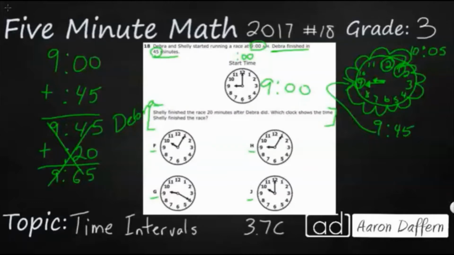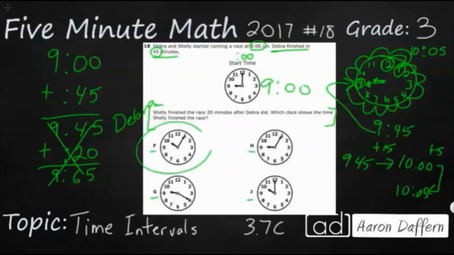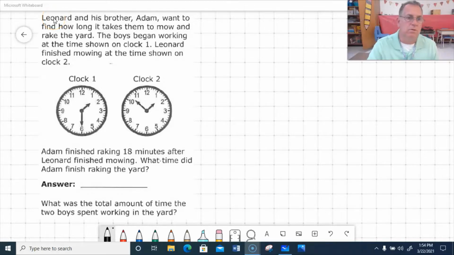So if we take 9:45 and add 15 minutes, that's going to get us to 10. That gets us to the top of the hour. And then another 5, that's what's going to get us to our 10:05. So adding past the hour is a little bit tricky, but that's going to give us an answer here of F. Okay, let's go ahead and work on this problem together.